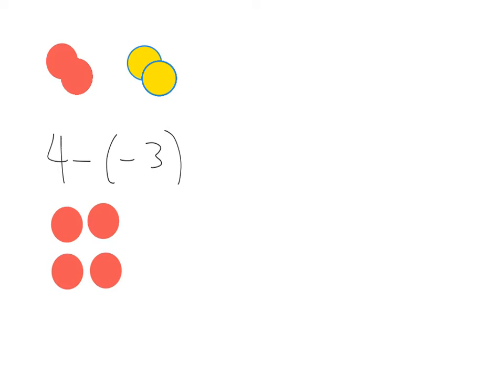We're going to do 4 minus negative 3, and we're going to illustrate it using these chips. And you can see right here, I have 4 red chips, meaning positive 4. And I want to subtract negative 3. Subtraction, remember, means remove, take away. So I want to take away 3 negatives. In other words, I want to take away 3 yellows, but I don't have any yellows to remove, but I can make some yellows here by bringing in some zero pairs.